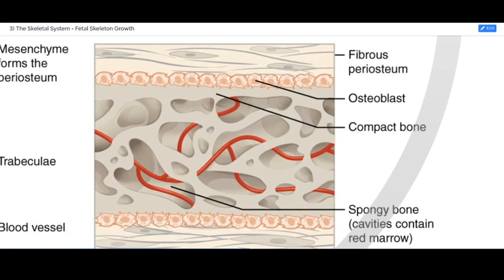Eventually, the bone matrix that's laid down on the outside edge gets organized into compact bone, making up the shell beyond the edge of the spongy bone tissue. What's labeled in but not actually drawn into this picture is the fact that the cavities within the spongy bone end up getting filled with red bone marrow, and that red bone marrow is going to develop out of some of the mesenchyme that's in that area also.